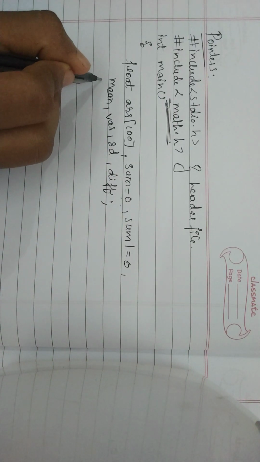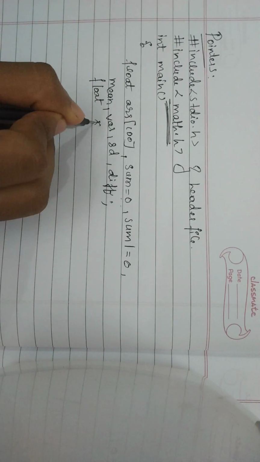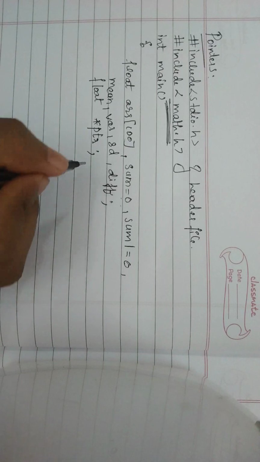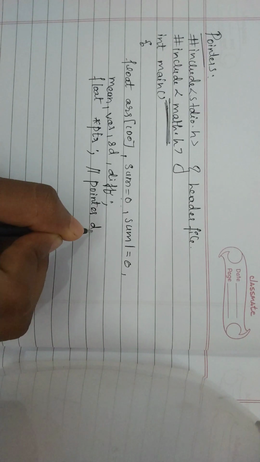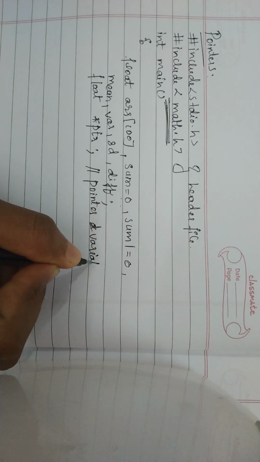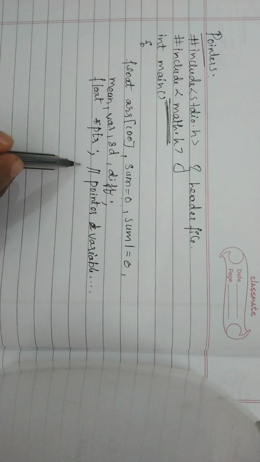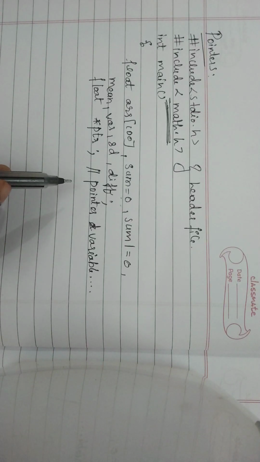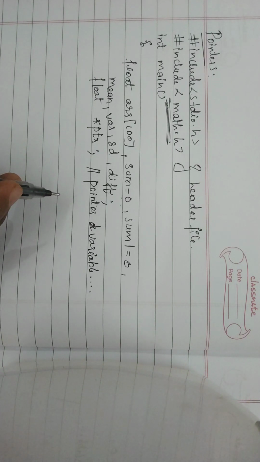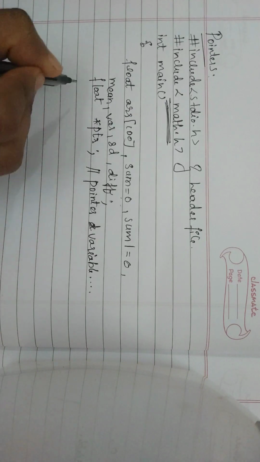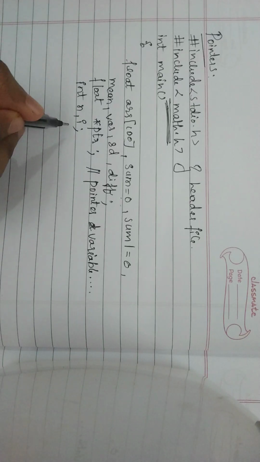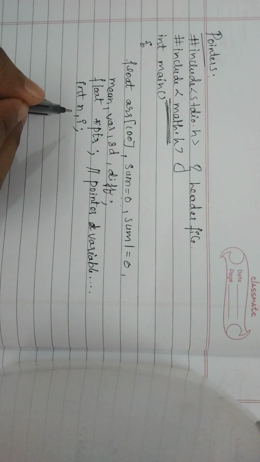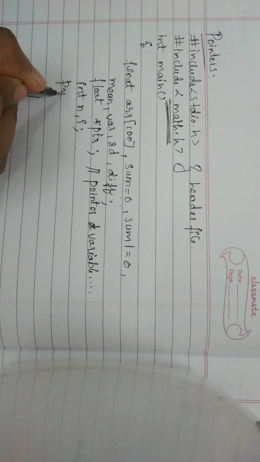After that we have float star ptr. Here we are declaring a pointer variable. As we know, a pointer will point to the memory location of another variable. So here int n comma i, some extra variables.